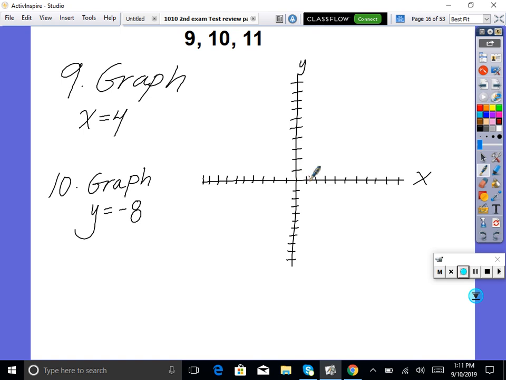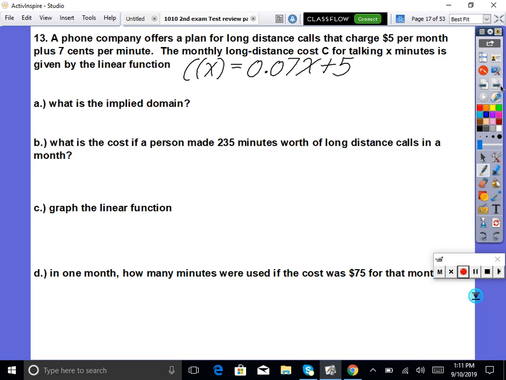Okay, this says graph x equals 4. Just a reminder, just go to that. 1, 2, 3, 4. Here's x equals 4. And since it doesn't say anything about y, that must be a straight line going through x equals 4. Okay, it says graph y equals negative 8. So I would just go to y equals negative 8. Looks like it's down here. 1, 2, 3, 4, 5, 6, 7, 8. It doesn't say anything about x, so x must be anything. So that's that. Pretty easy stuff if you just do it that way.